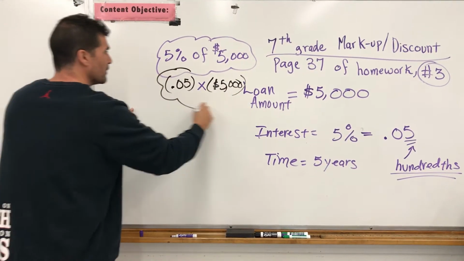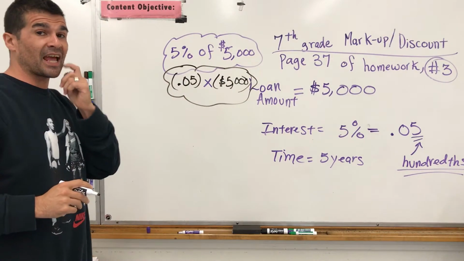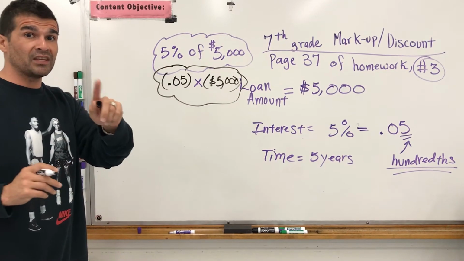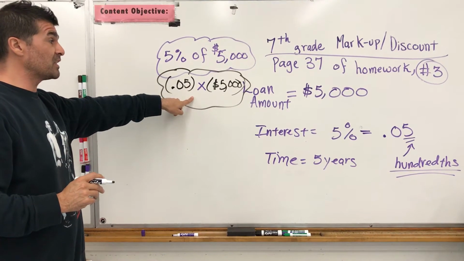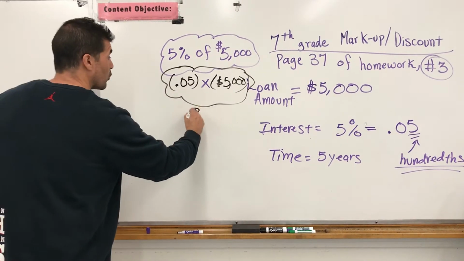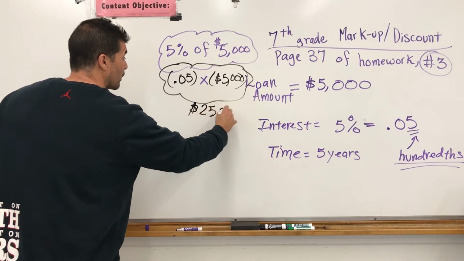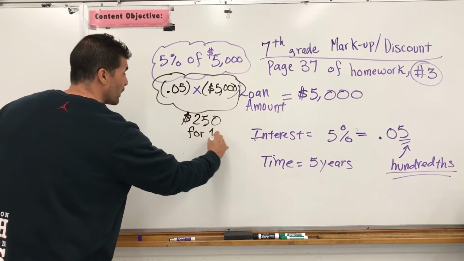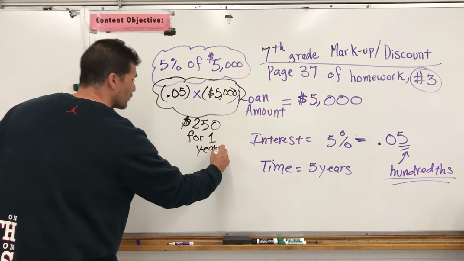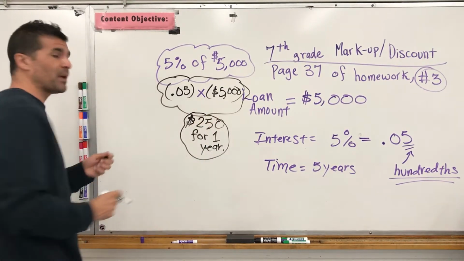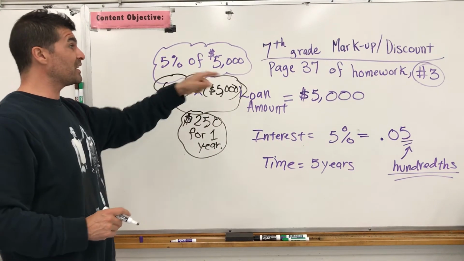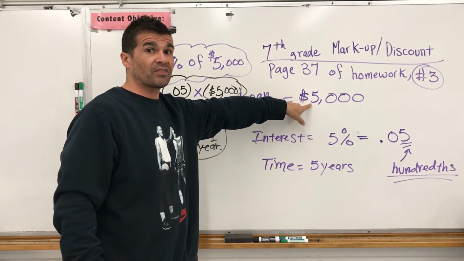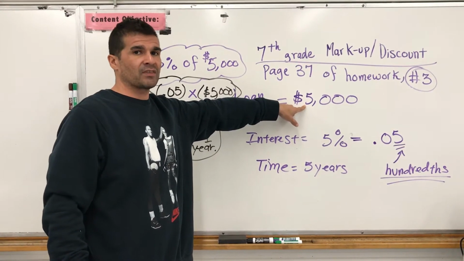Now this right here is going to give us how much Joanna has to pay off in just 1 year. This is the total amount of money that she's going to have to pay. This is going to be a total of $250 for just 1 year. So every year, Joanna has to pay her parents not only the money that she took. So she took $5,000. Her parents want the $5,000.